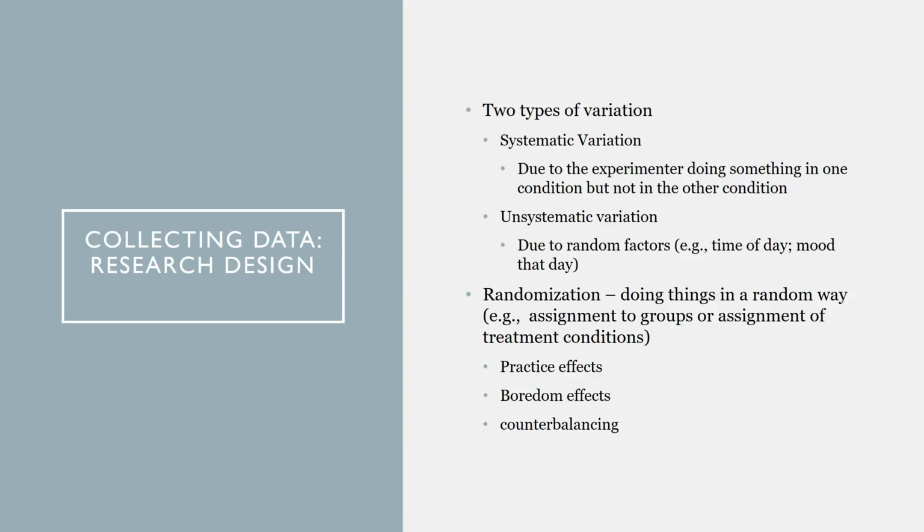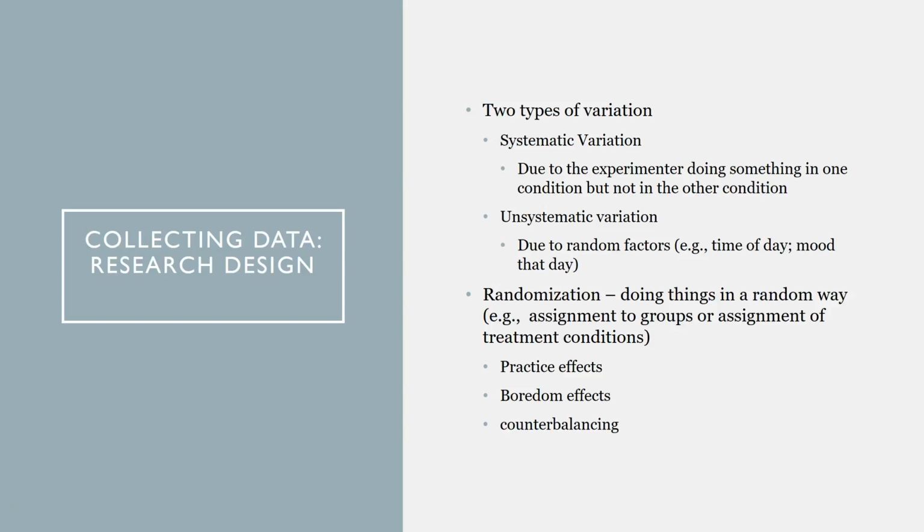Two things that we'll have to note as we go forward: we want to make sure that we account for systematic variation and unsystematic variation. Systematic variation is basically caused by the experimenter, and it's something that he or she has decided to do in one condition but not the other condition. It's really an experimental design. Systematic variation is the intervention that is done in the experimental condition that's not done in the control. But it's intentional, and it's something that we have purposefully done.